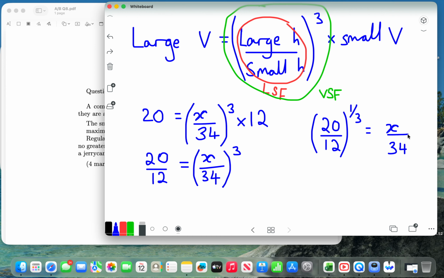But if we then multiply that by 34, we get rid of the 34 on the denominator on the right hand side. So x will be given by 20 over 12 to the power of 1/3, which is the cube root, all multiplied by 34.